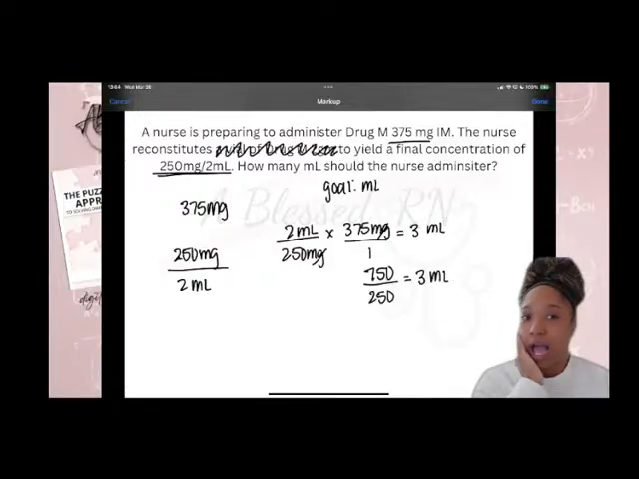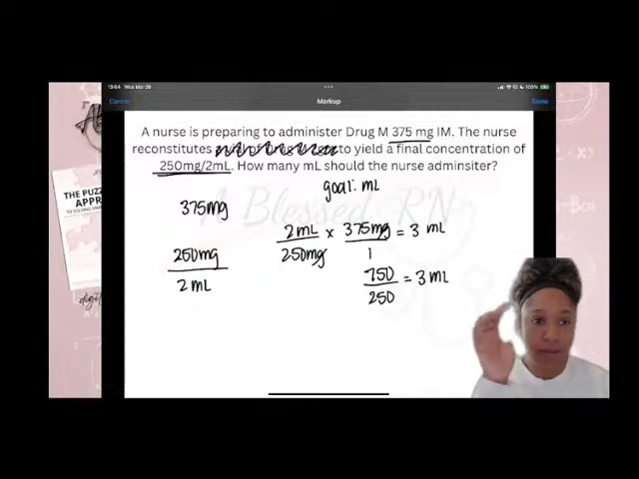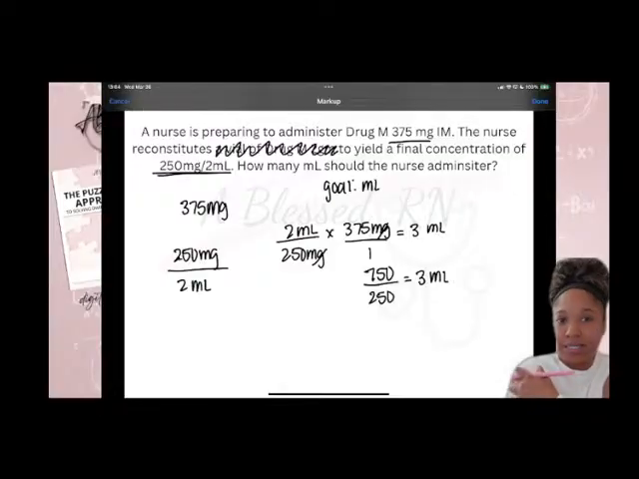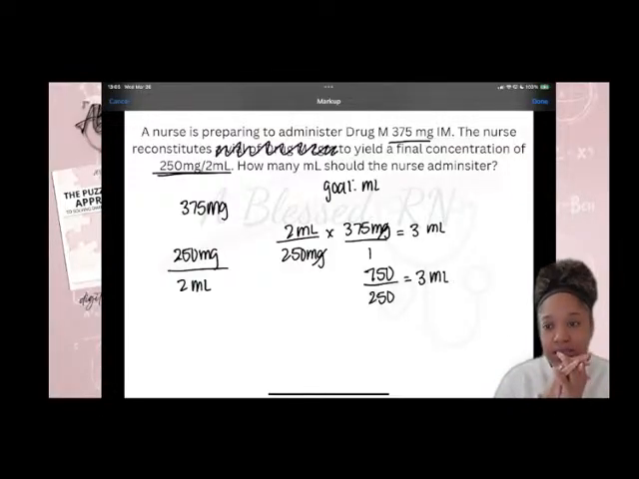Okay, so you can give it in the glute, the vastus lateralis, the ventrogluteal, the dorsogluteal, but I would not advise a deltoid, because the deltoid is that small triangle-sized muscle, right? That's right there. So that doesn't hold a whole lot of medicine. So yes, that is your sprinkle of pharm too.